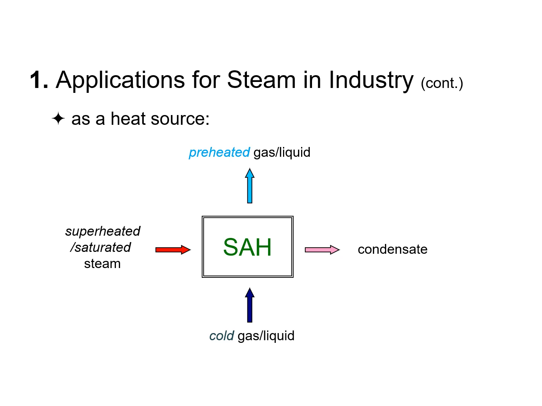As a heat source, steam warms up the cold fluid by transferring its heat, and then it transforms into condensate, which is released through a steam trap.